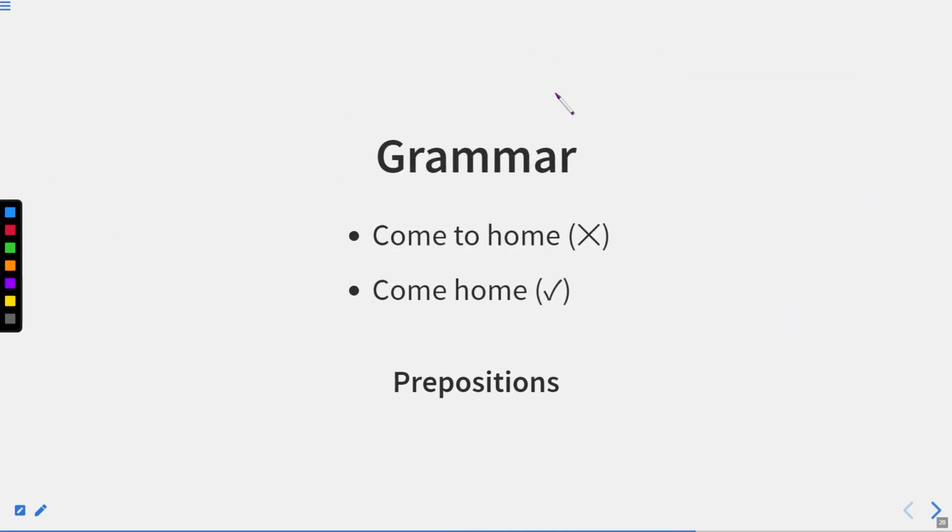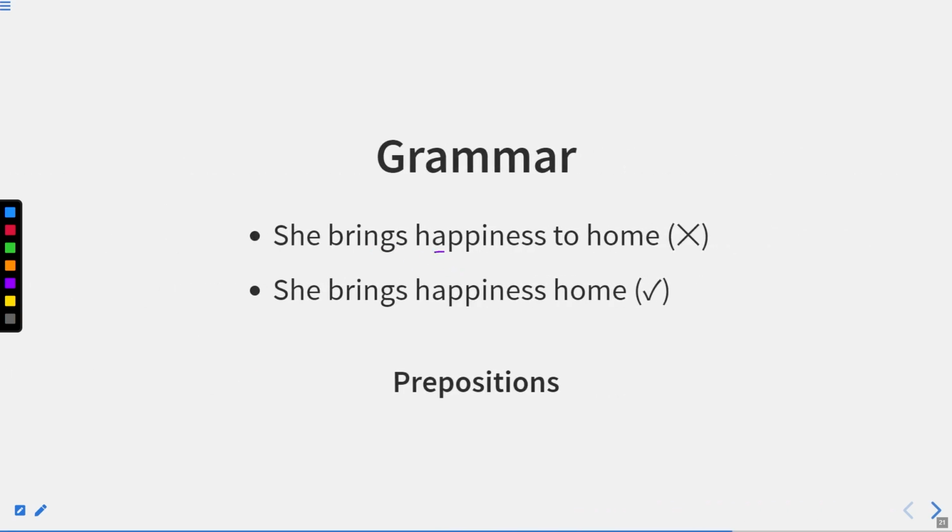For example, if I say come to whom, that is incorrect. It should be come whom. If I say she brings happiness to whom, this is incorrect. "To" should be removed from here. It should be she brings happiness whom. So with the word whom, we cannot use any preposition. Now there is one more thing.